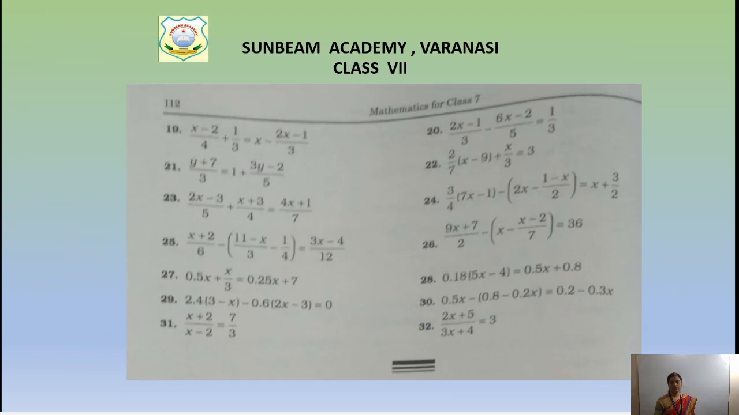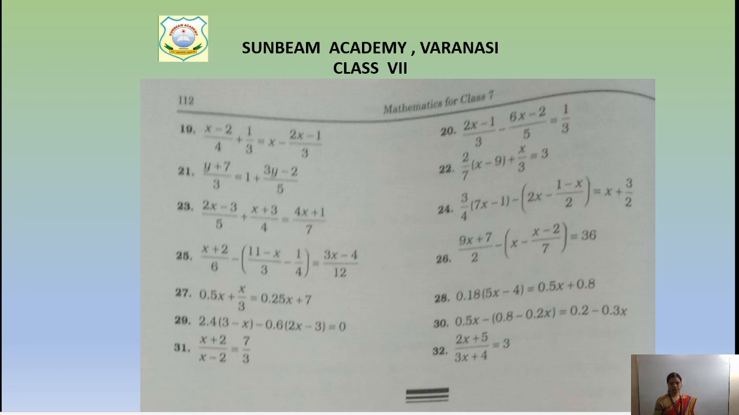Now the question is, if you will see on the board: (x minus 2) by 4 plus 1 by 3 is equal to x minus (2x minus 1) by 3. So I am going to write on the board. You also write it down in your notebook. Question number 19.